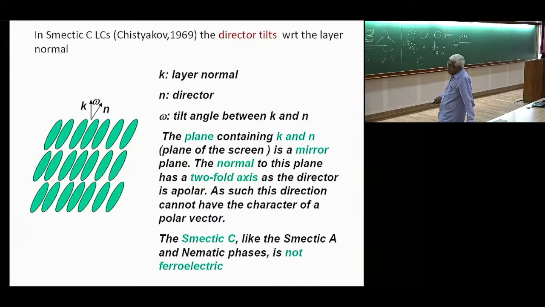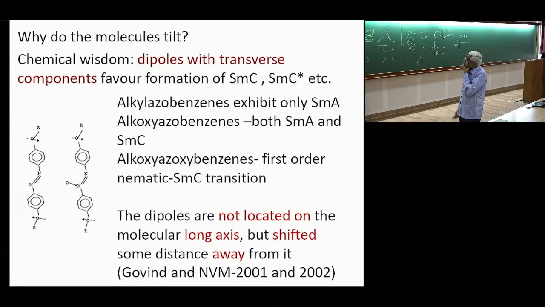So now I come to a different Smectic liquid crystal. In some, the molecules can tilt with respect to the layer norm. If the tilt angle omega is 0, you get Smectic A. These are called Smectic C liquid crystals. Now the question is, why do the molecules tilt? This, in fact, took a long time.